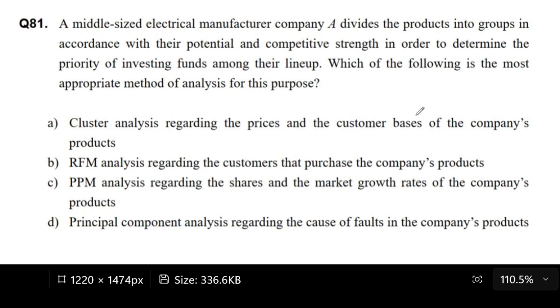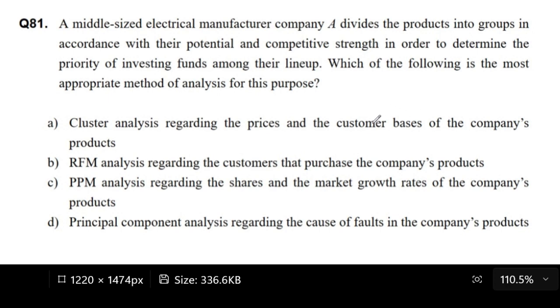In this question, we are being asked: a middle-sized electrical manufacturer company A divides the products into groups in accordance with their potential and competitive strength in order to determine the priority of investing funds among their lineup. Which of the following is the most appropriate method of analysis for this purpose?